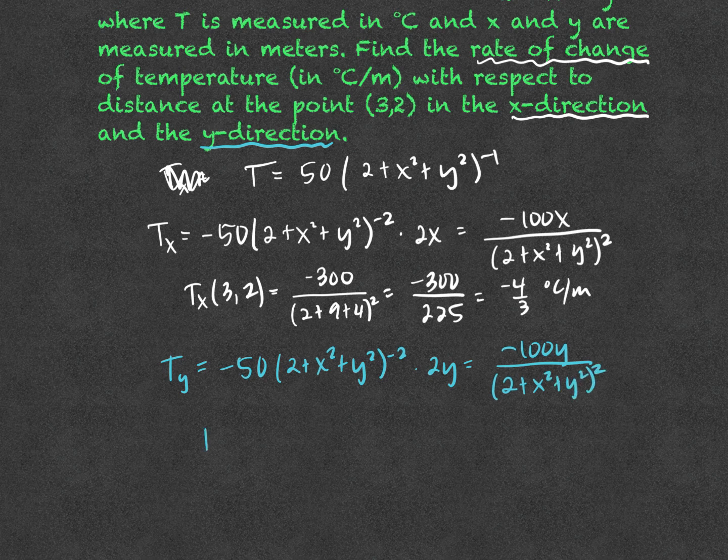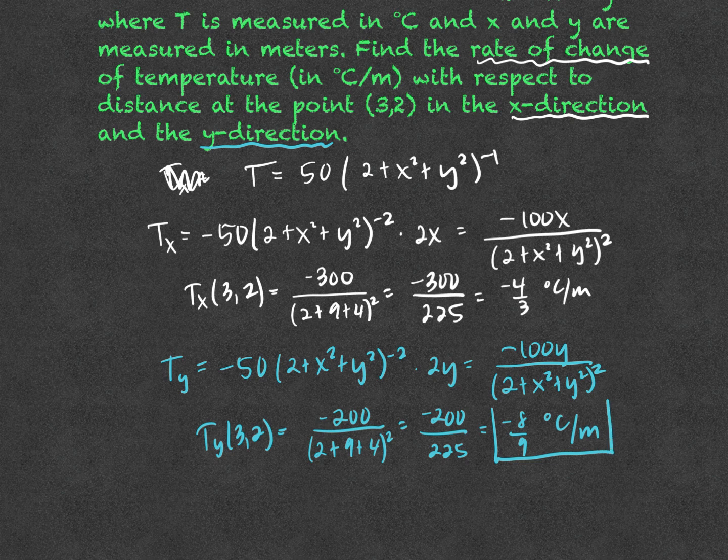So now we're going to plug in the value of 3, 2 to find our rate of change of the temperature with respect to the distance at that point. So we have negative 100 times the y value of 2 makes negative 200 over the bottom is the same. 2 plus 3 squared is 9 plus 2 squared is 4, all squared. So we get negative 200 over 225, and that reduces to negative 8 over 9 degrees Celsius per meter. So this is our rate of change in the y direction, and this is our rate of change in the x direction.